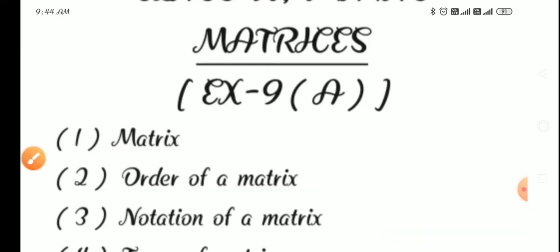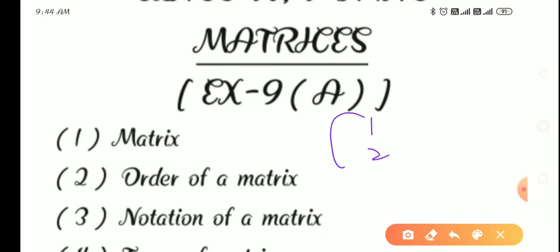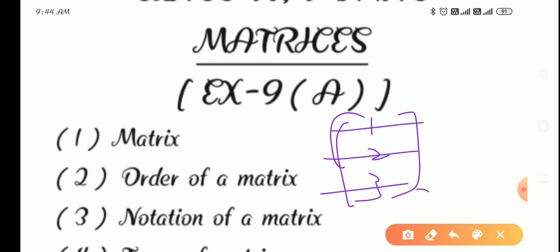Suppose I take another example, 1, 2, 3. In this matrix, it is also a rectangular arrangement. How many rows are there? 1, 2, 3 rows are there. So 3 multiplied by 1 column is there, sorry, 1. So 3 multiplied by 1 you have to read as 3 by 1. The order of this matrix is 3 by 1. And where you have to write? You have to write at the bottom right of the given matrix. So like this you can find the order of a matrix.